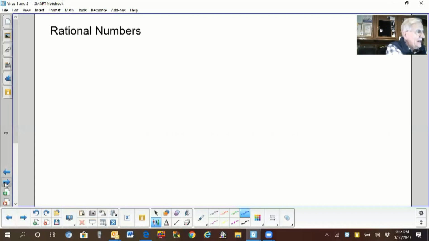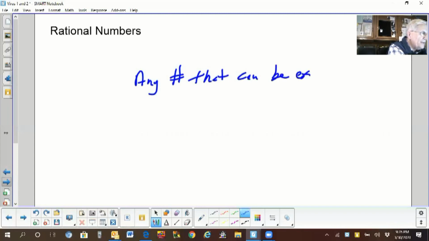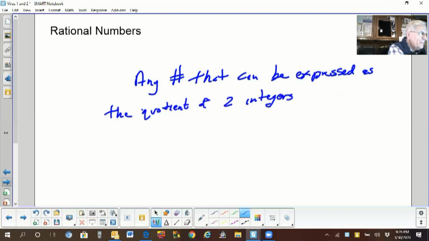A rational number is any number that can be expressed as the quotient of two integers in the form A over B, where B cannot be equal to 0.